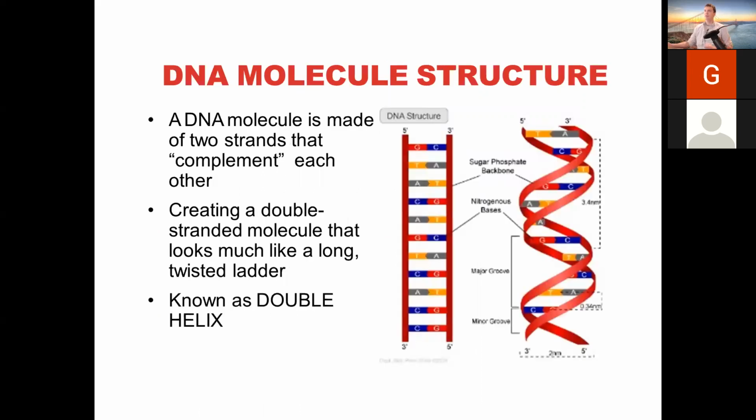Okay, so here's the structure of DNA. The DNA molecule is made of 2 strands that complement each other, and this creates a double helix, or a double-stranded molecule that looks much like a long twisted ladder. And again, this is known as a double helix.